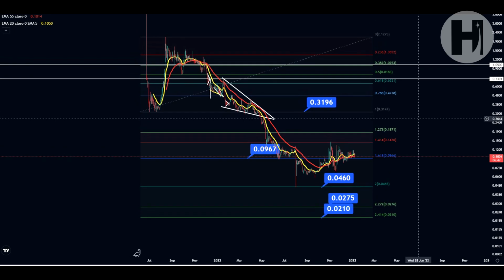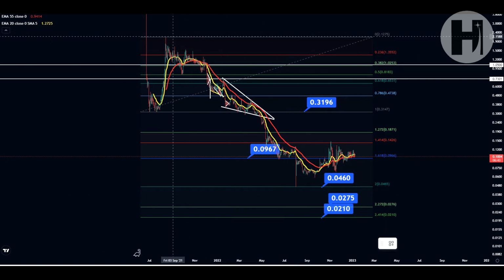Of course, we have our Fibonacci retracement on the chart here, and if you don't know how to use the Fibonacci retracement, then make sure to go into the description. There's going to be a link to my video where I explain how I use the Fibonacci retracement to be ready for support and resistance levels. Now, if you know how to use that, let's continue here.